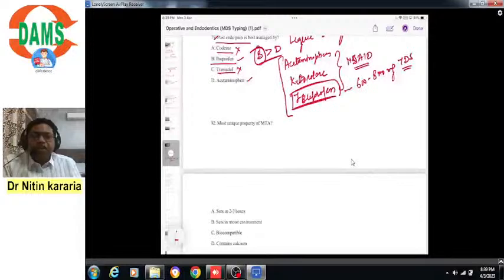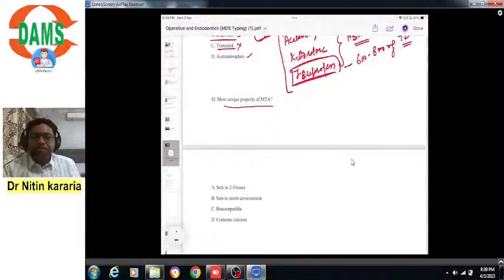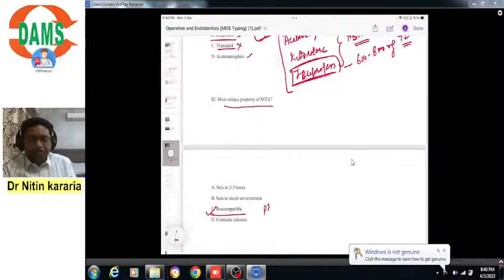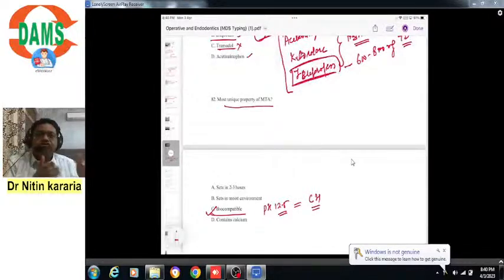The most unique property of MTA, mineral trioxide aggregate, they are asking. It sets in 2 to 3 hours. It sets in a moist environment. It is biocompatible and it contains calcium. The most unique property of MTA is that it is a highly biocompatible material. Although it has a highly alkaline pH of 12.5, which is the same as that of calcium hydroxide. If we make a comparison of MTA with calcium hydroxide, they have the same pH of 12.5.